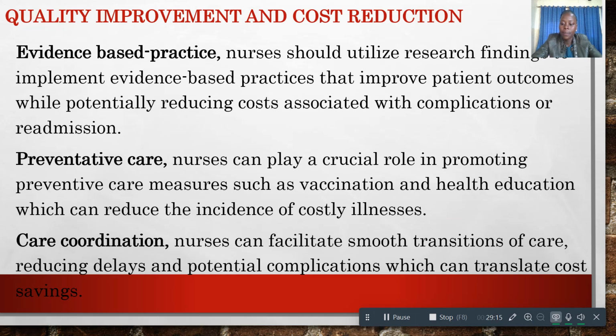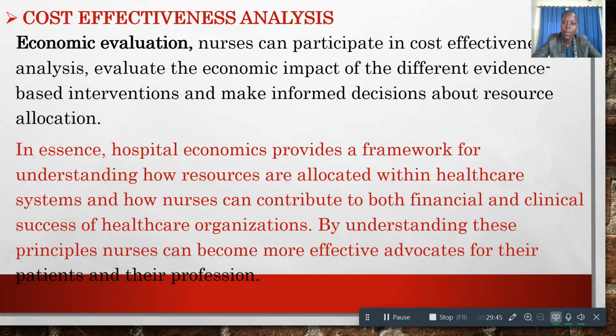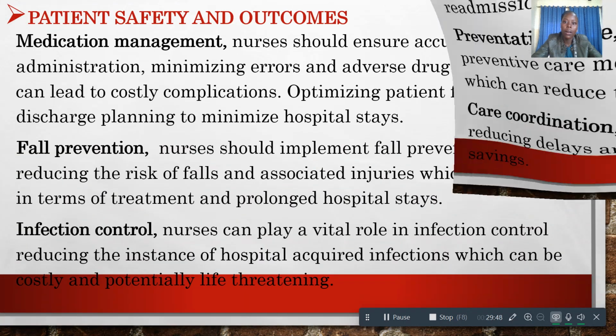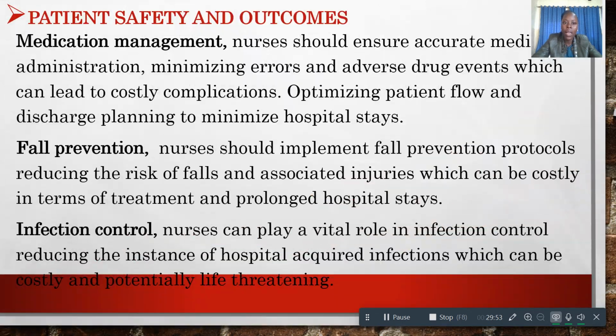Next, we are going to look at patient safety and outcomes in regard to hospital economy. This is our third economic principle. Our first one, I re-echo it, was resource management. Our second one was quality improvement and cost reduction. So our third principle is patient safety and outcomes.